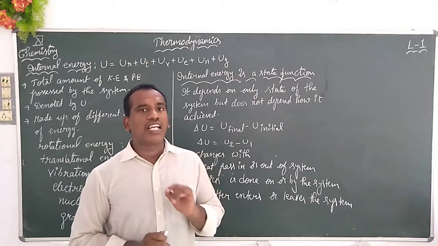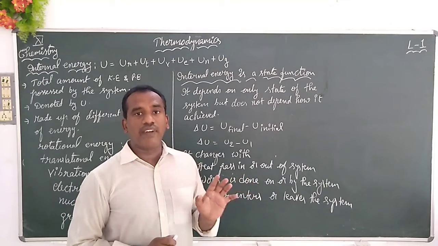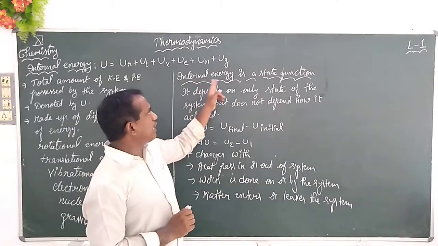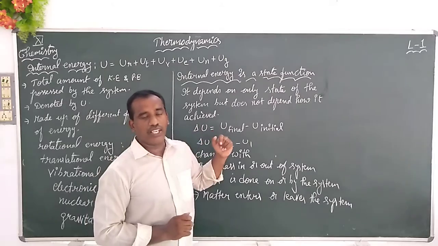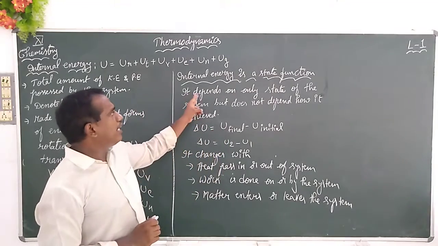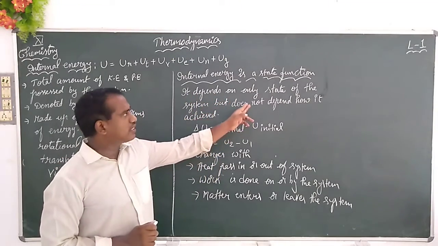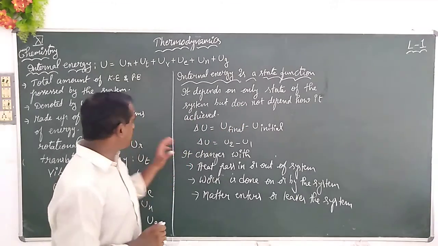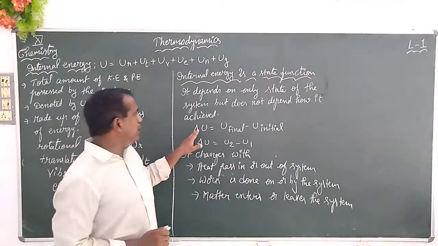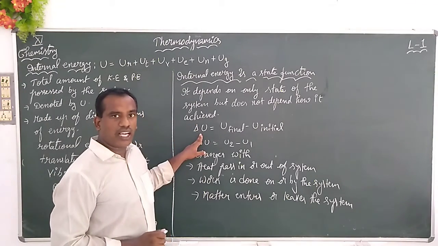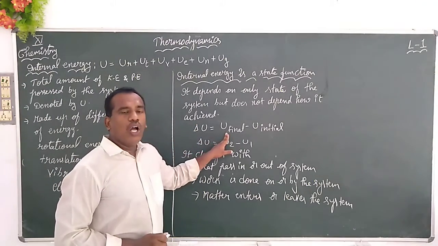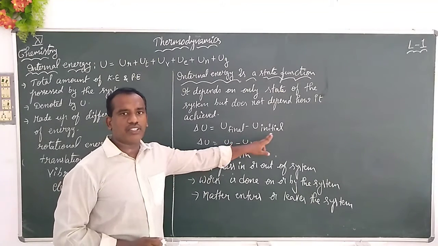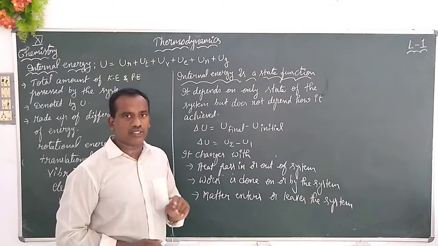Generally, state functions are independent of the path by which they were achieved. Internal energy is a state function. It depends only on the state of the system, but does not depend on how it is achieved. So the change in internal energy is represented as delta U. Delta U is equal to the internal energy at the final stage minus the internal energy of the initial stage of the system.